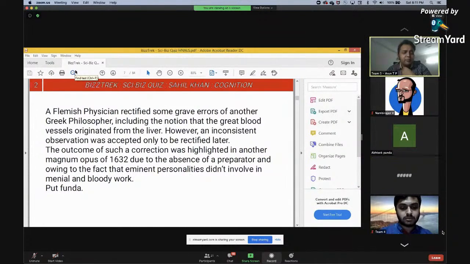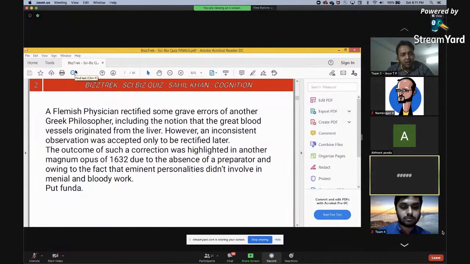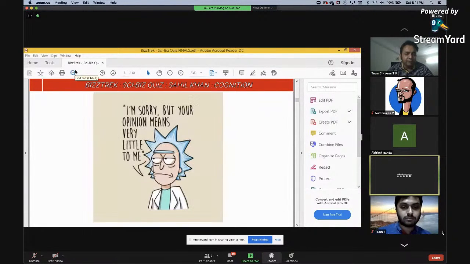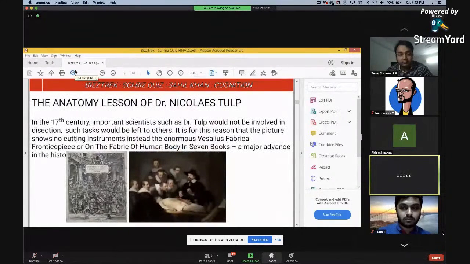Is this the anatomy lesson of Dr. Nicholas Tulp? So probably it's a basis. They were able to figure out from that, like he had given some details in that because Flemish, it's the painting. Okay, so plus 10 to team 5 on this. It's in fact the anatomy lesson of Dr. Nicholas Tulp.